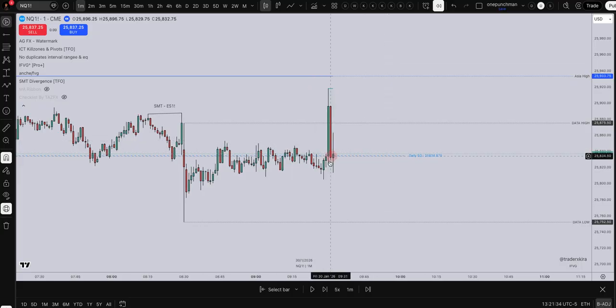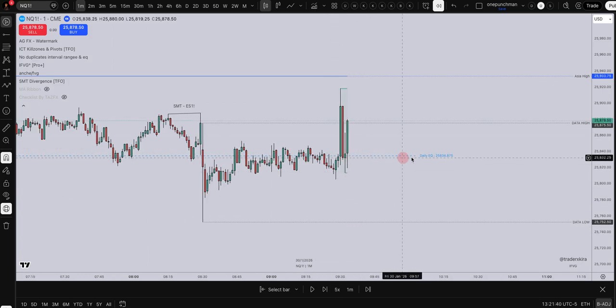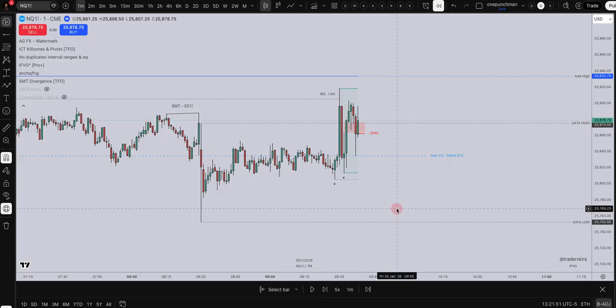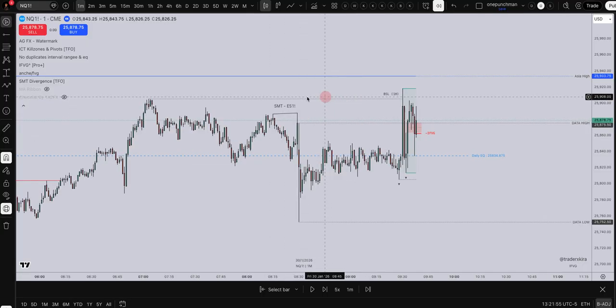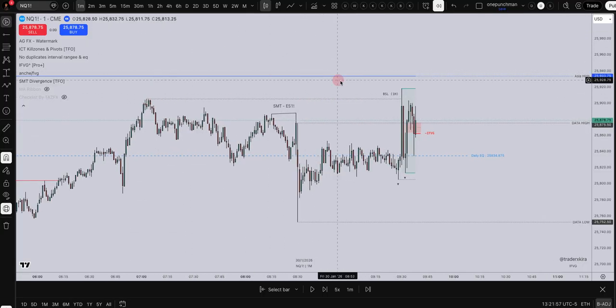So anyways, I'm waiting to see what's going to happen. We're back at equilibrium. But what I'm noticing is, look at the respect off the daily EQ. Absolutely crazy. Crazy respect. Okay, so then we get something like this happening. Now, we've swept an hourly high here, right? So there's an hourly high right here.